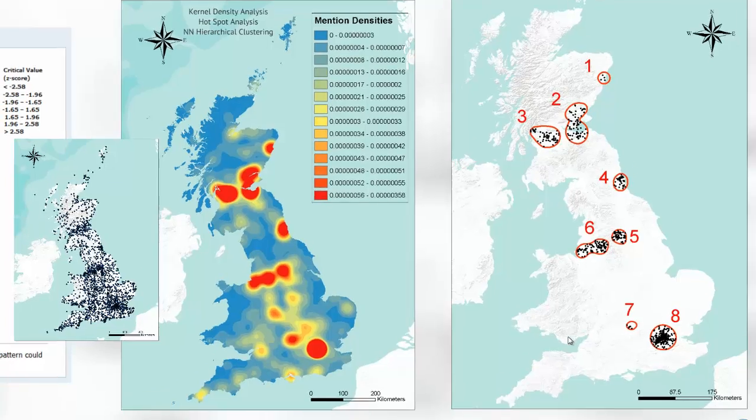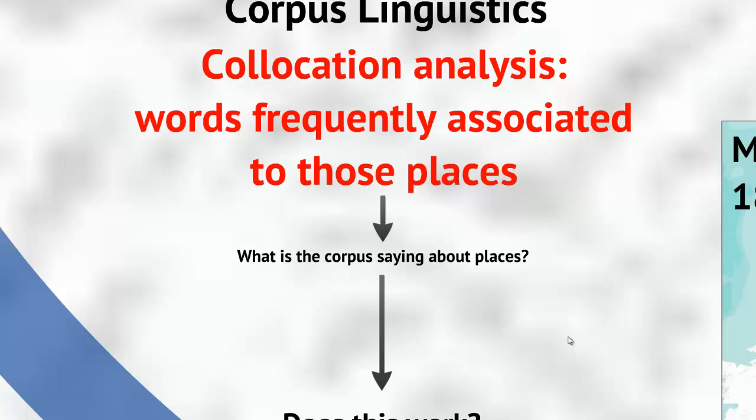So the next step would be to go back to corpus linguistics and, with a tool that is quite similar to the one that I showed you before, carry out something that is called collocation analysis. This is to say, to look for the words that have been more frequently associated to those lists of place names in the clusters. And we believe that through this technique we will be able to solve the question, what is the corpus saying about these places?